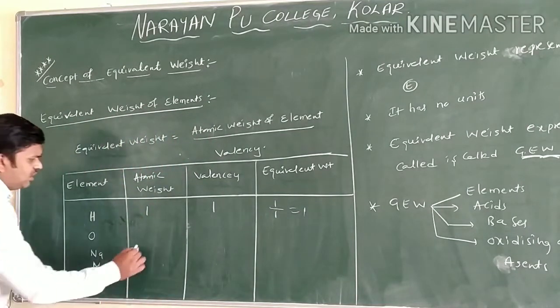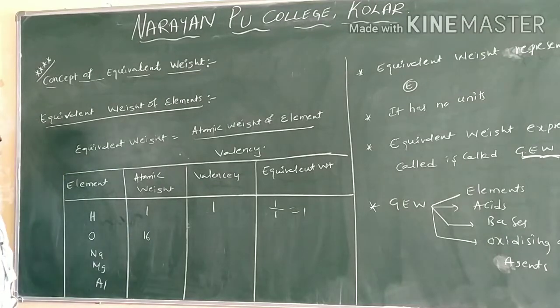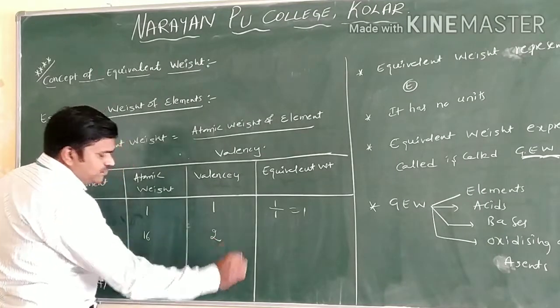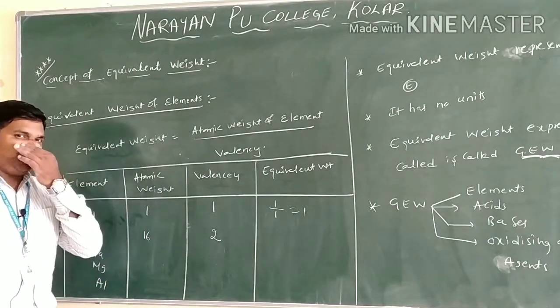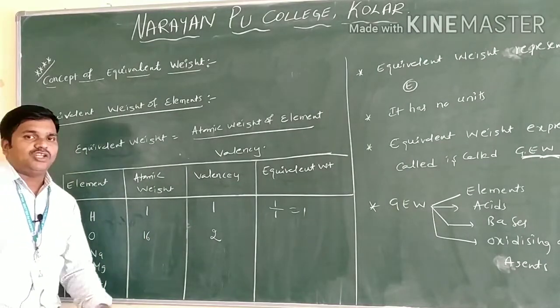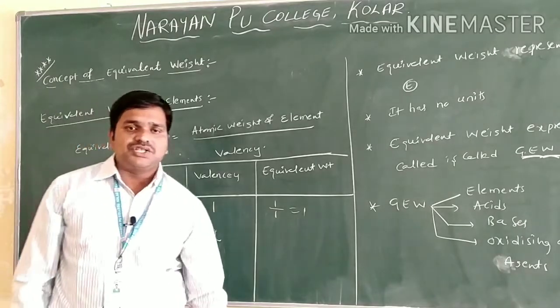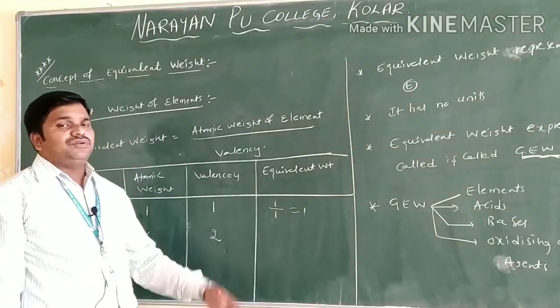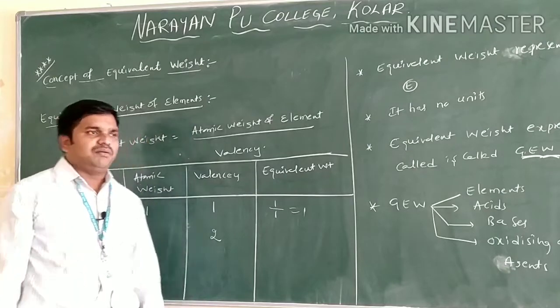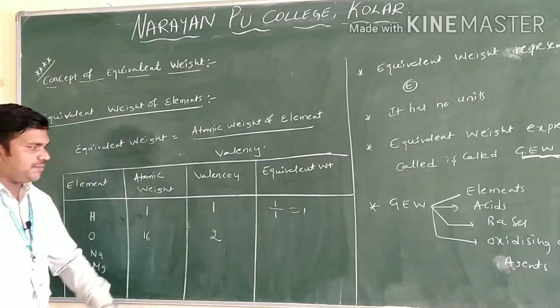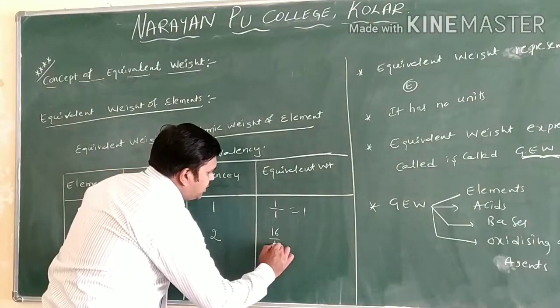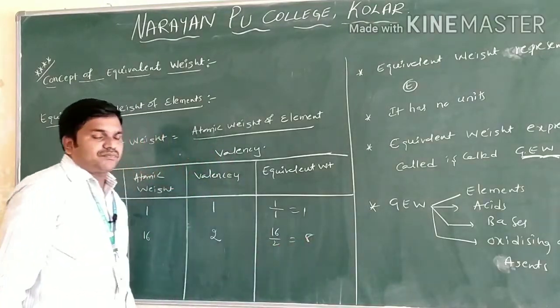If we take oxygen, the atomic weight is 16 and its valency is 2. From the periodic table you can identify, as I already told you in the bridge course, for groups 1 to 4 valency is equal to group number, and from 5th to 8th group valency is equal to 8 minus group number. Oxygen belongs to the 6th group, 8 minus 6 gives 2. So 16 by 2 is equal to 8.